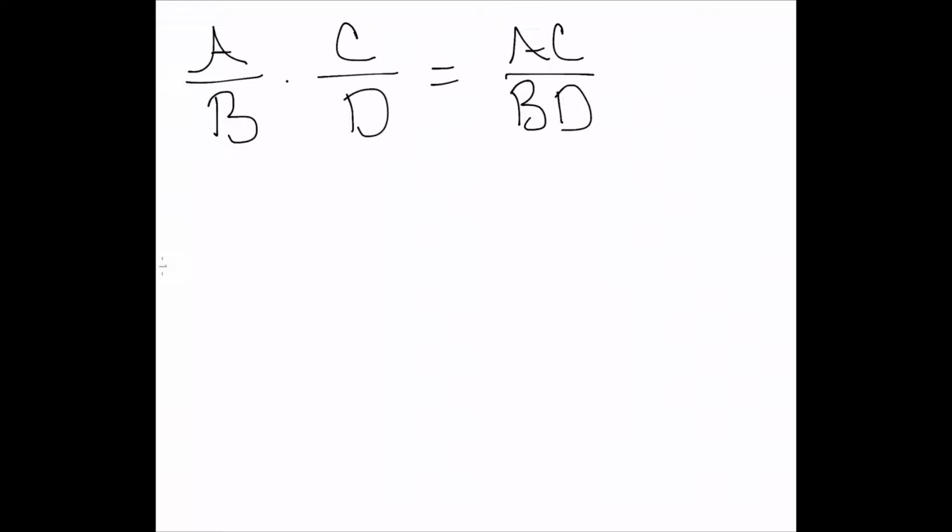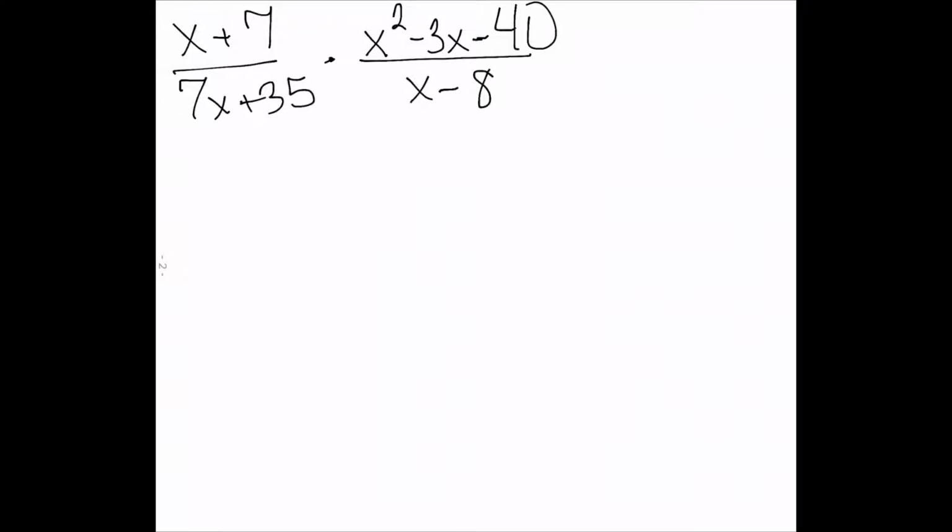So let's look at a few examples. So here's my first example. In order to make this a little less complicated, it's easier to start by factoring as our first step. So x plus 7 doesn't factor. The denominator here all has a 7 in common. I'm left with x plus 5.